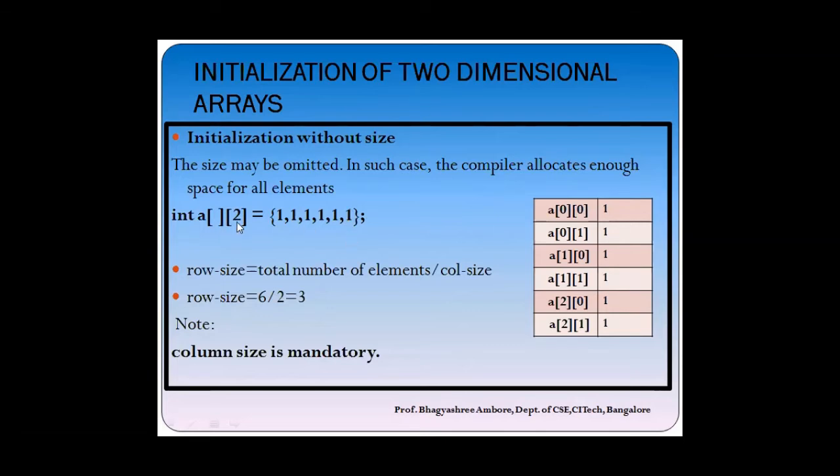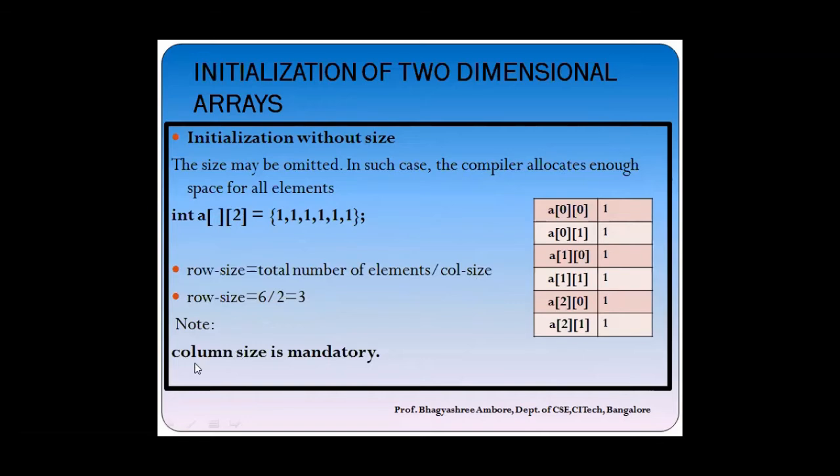And you said how many columns? 2 columns. The compiler uses this formula to calculate the row size. That is, row size equals total number of elements, just now we counted it as 6, divided by column size. How many columns are there? 2 columns. 6 divided by 2 is 3. So row size is 3. This matrix is A of 3 rows, 2 columns. So it will assign A of 0, 0 as 1, A of 0, 1 as 1. First row will be filled with 1, 1, second row with 1, 1. Third row will be filled with 1, 1. This way it assigns the values.